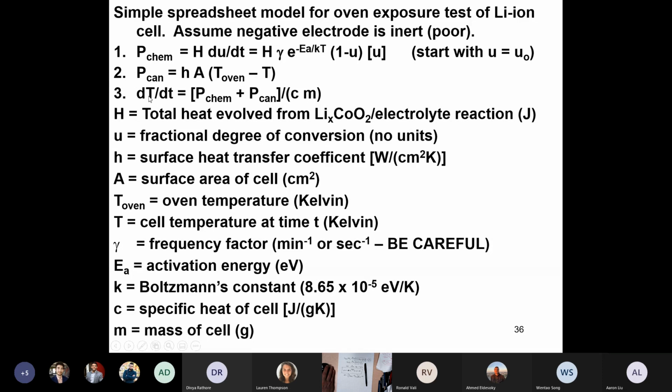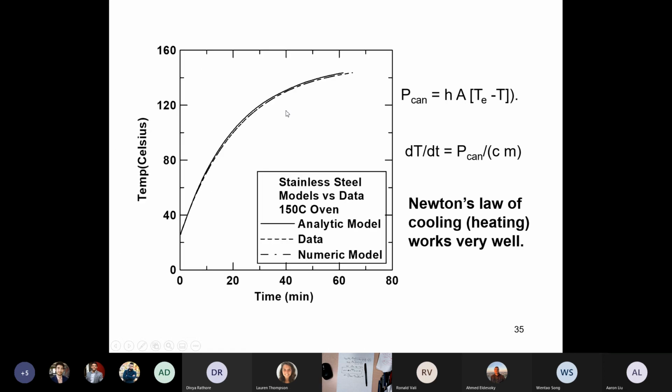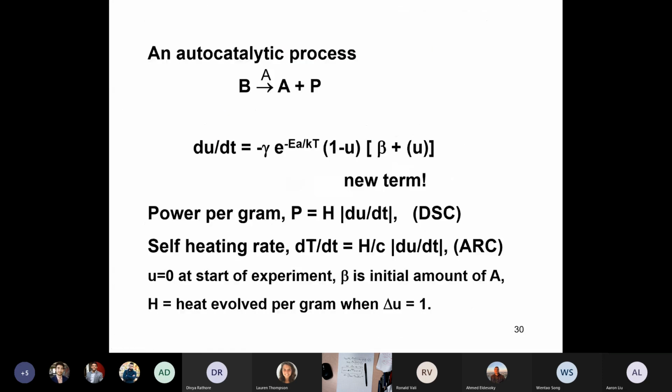So see this? When we're talking about ARC, we talk about a particular onset temperature, whatever it is. And the onset temperature that we use in ARC is when dT by dt is greater than about 0.02 degrees per minute or 0.03 degrees per minute. So all you have to do is say, okay, look, you need to go back to the ARC expression, not the full cell. Back to the ARC expression, it's the same thing.